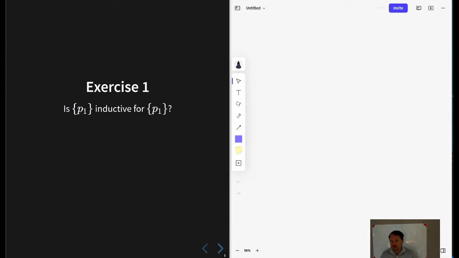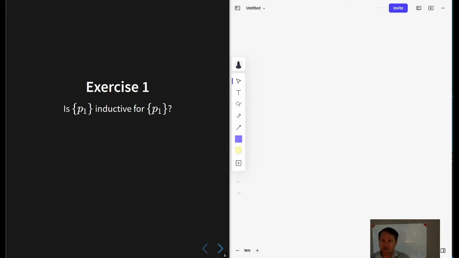Let's do a few quick exercises to get warmed up to this definition. Let's take almost the minimal example we could consider, which is that you've got X and Y, both just single element sets, in particular this set of P1. So the left one is our X, and the second one is Y. Does this satisfy the definition of X being inductive for Y? Well, certainly the first clause is met trivially, because any set is a subset of itself.